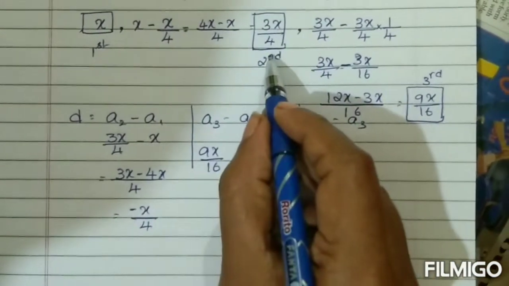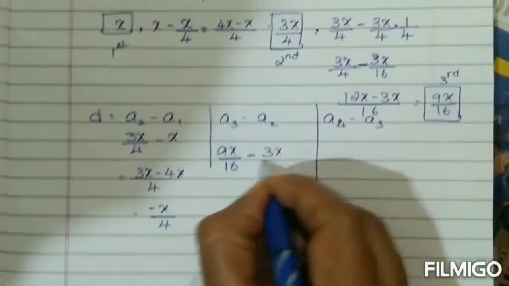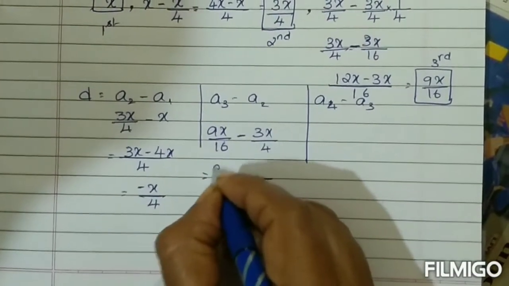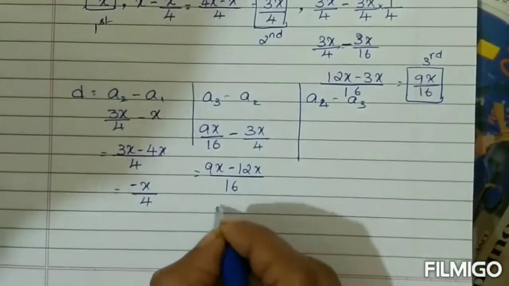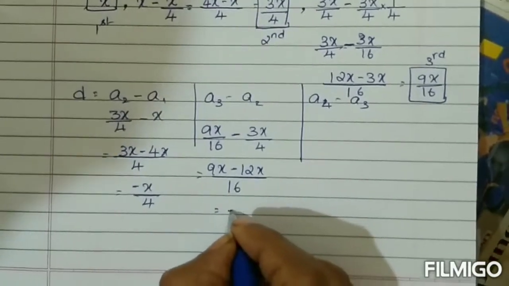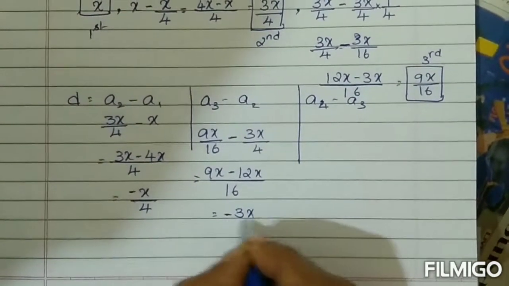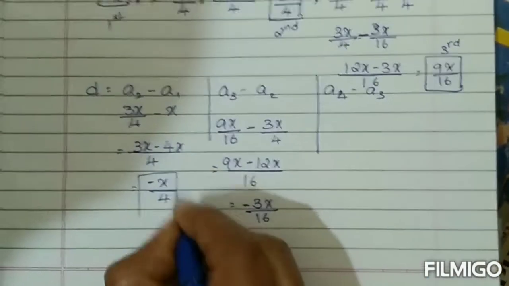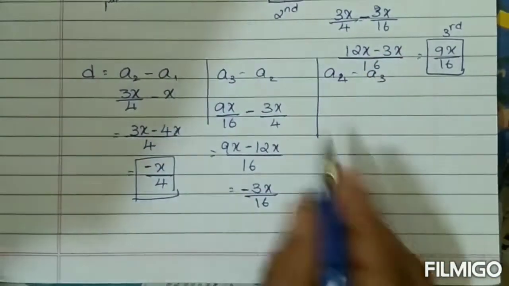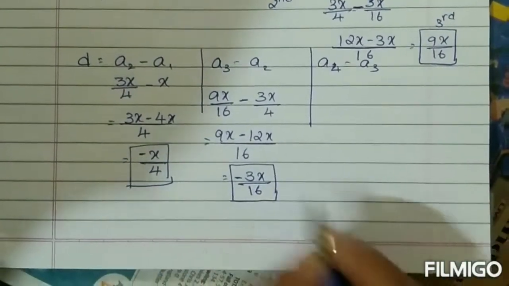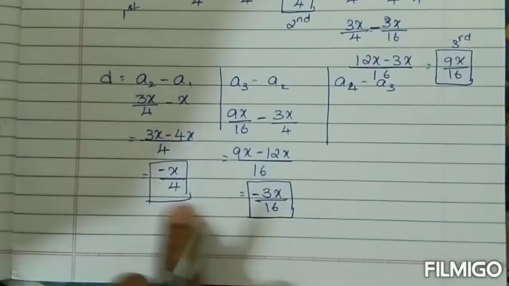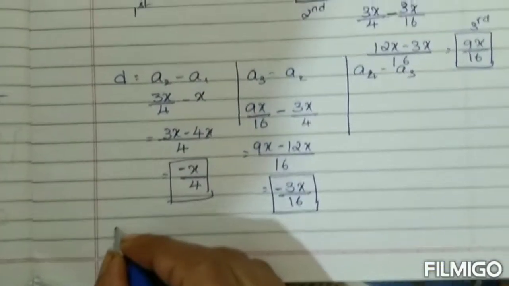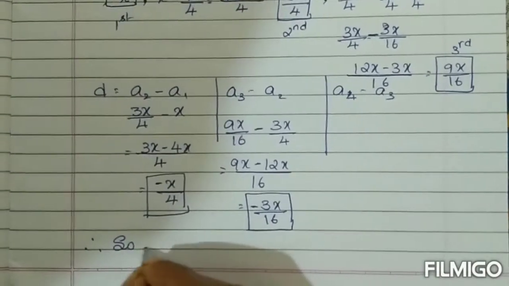Next, the third term is 9x by 16 and the second term is 3x by 4. Here also you have to take the LCM. 9x minus 12x is minus 3x, don't forget the minus. You got the common difference. If this is an AP, what's the condition? The common difference should be the same. Is the common difference the same? No. Then what is the result? It's not an AP.